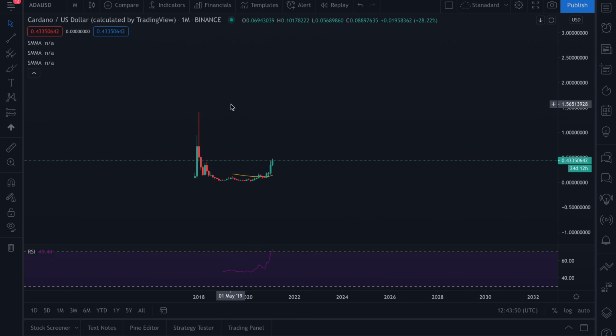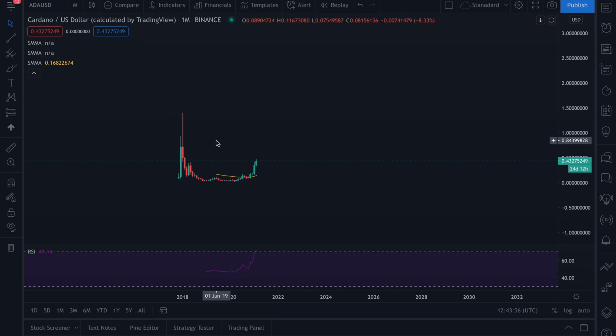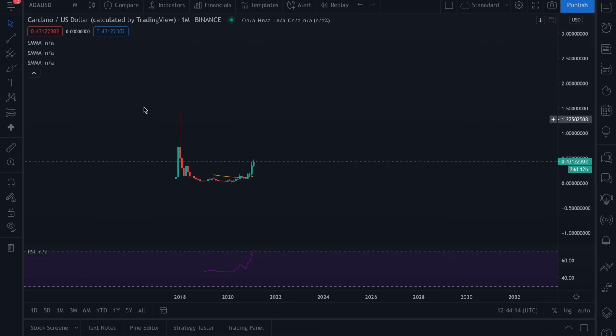So as you can see here, we have Cardano ADA against US dollar, right? So what we're essentially doing is, if we're buying Cardano against the US dollar. If we're selling, it means we're selling Cardano and buying the US dollar. So that's what we can see at the moment.